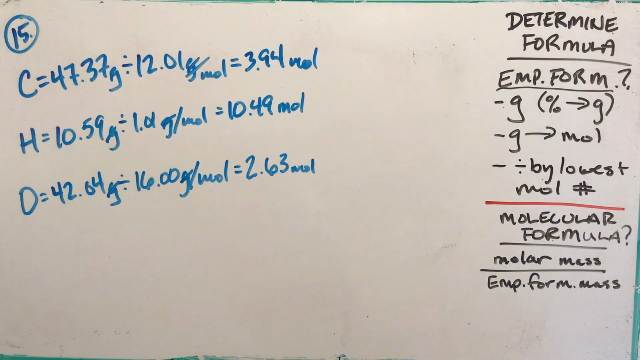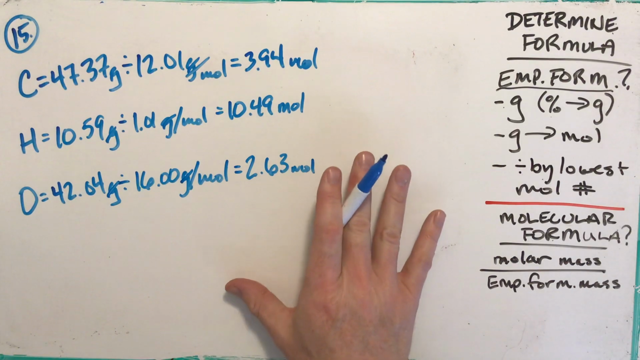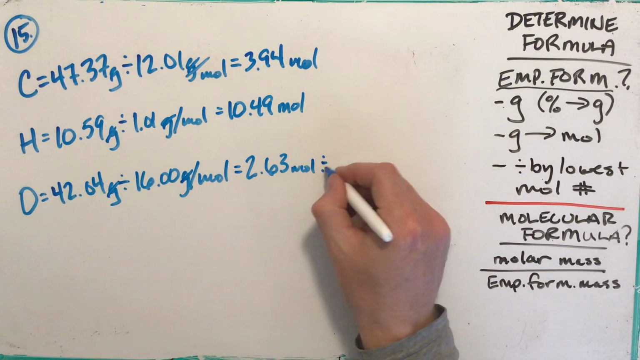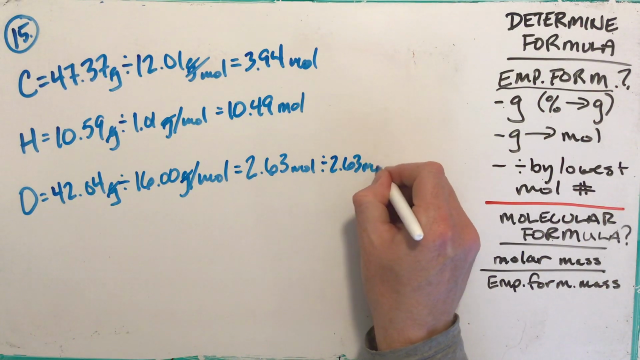And that's what this one's asking for. It's asking for empirical formula, that's it. So, and I know if I get the empirical formula, I could do this step pretty easily. It's in getting the empirical formula, these ones have a special little hitch. So my lowest mole number is this one. It's a 2.63, so I will divide by that.